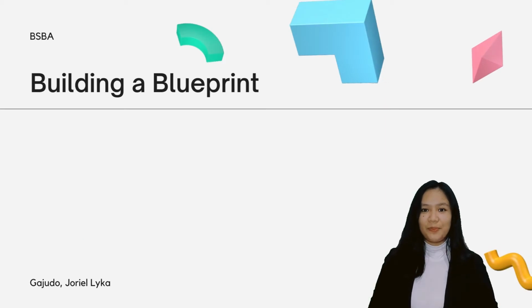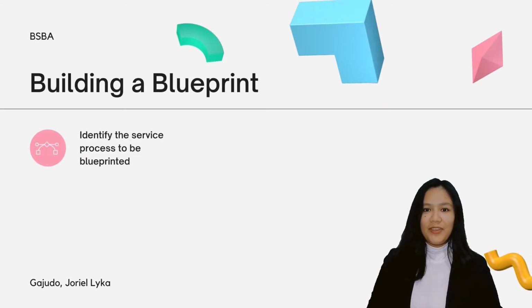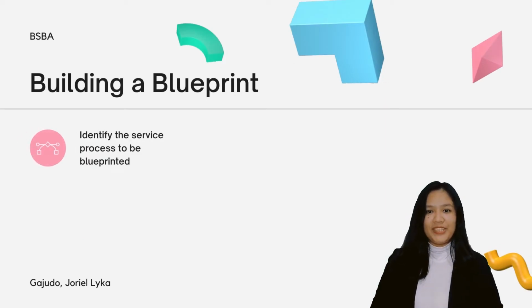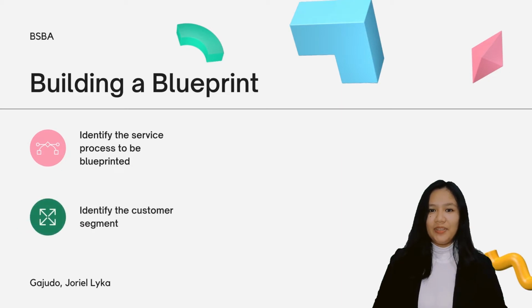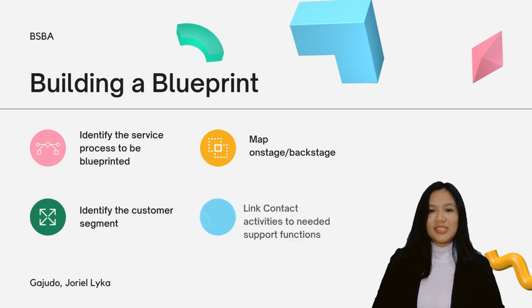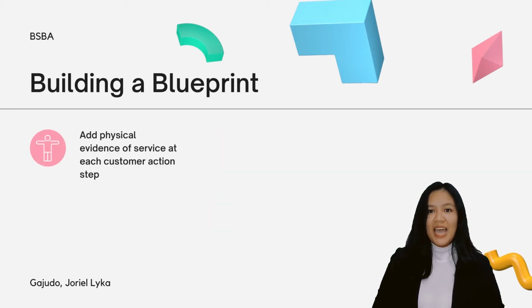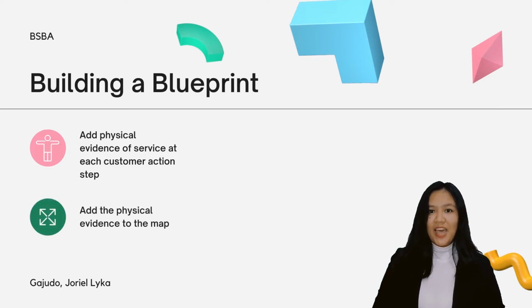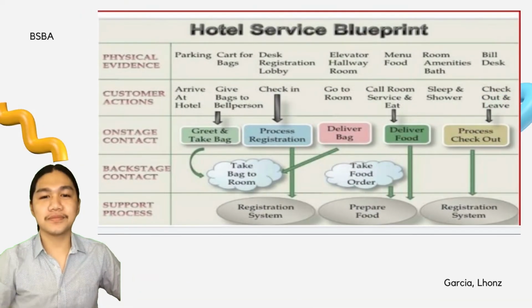Building a service blueprint. Step 1. Identify the service process to be blueprinted. Step 2. Identify the customer segments. Steps 3 and 4. Map on-stage and backstage contact employee actions. Step 5. Link contact activities to needed support functions. Step 6. Add physical evidence of the service at each customer action. And finally, add the physical evidence to the map.